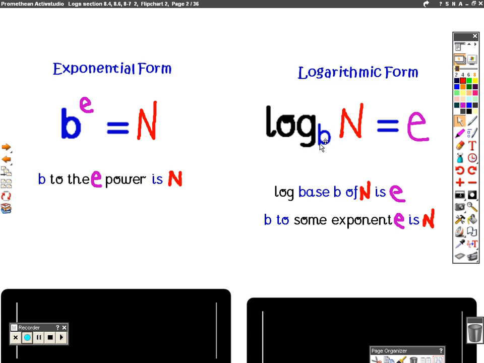So really what we're asking ourselves when we're trying to figure this out is, well, b to some power is going to get me n. B to some exponent e gets me n. And we want to try and figure out what that is.